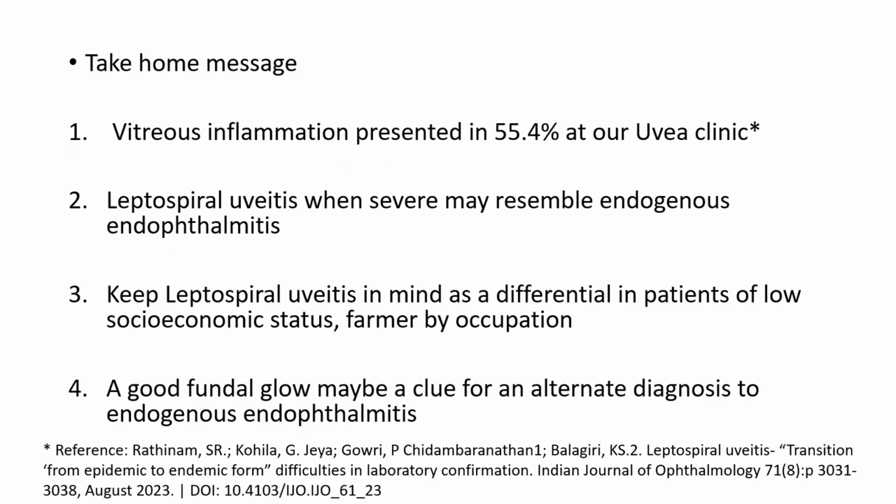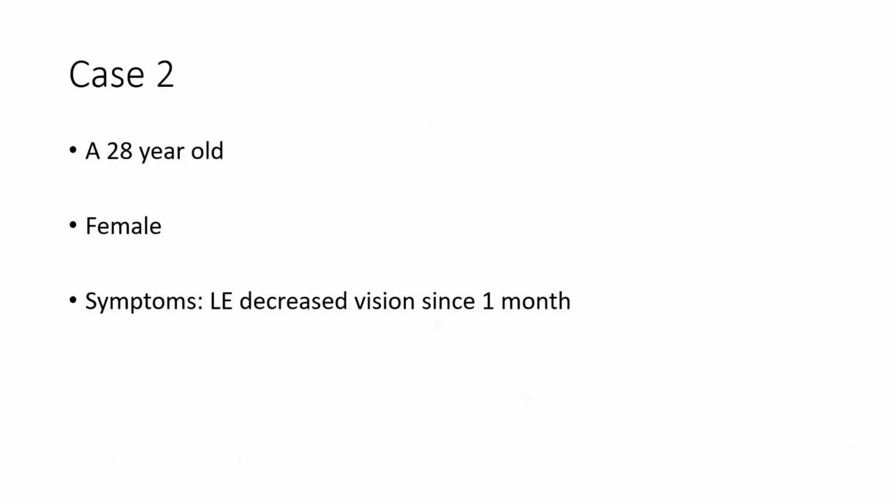What I wanted to point out in this case was that vitreous inflammation can occur in 55.4% of patients with leptospirosis. When leptospiral uveitis is severe, it can look like endophthalmitis, but a good history, that the patient is a farmer of low socioeconomic status, can give a clue to leptospirosis. Also, when we see a good fundal glow, we should think of an alternate diagnosis to endophthalmitis.